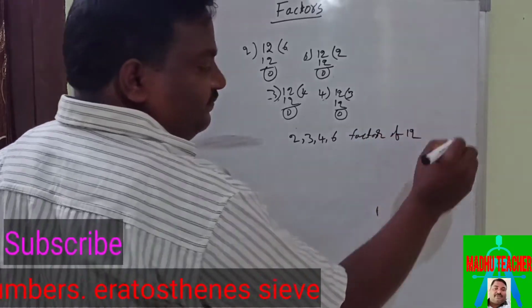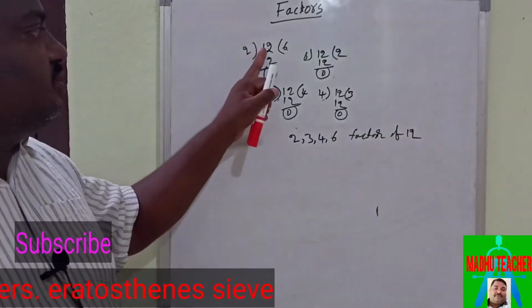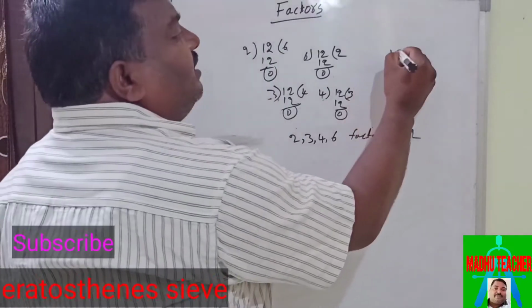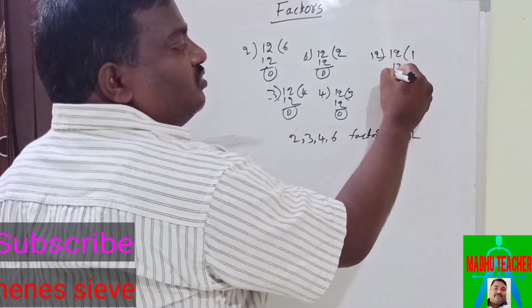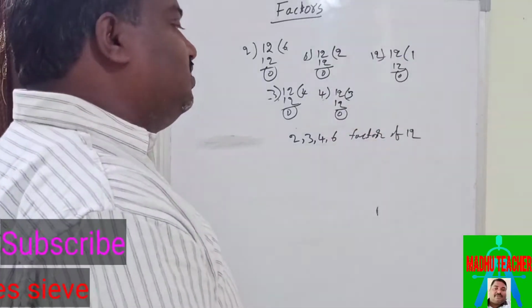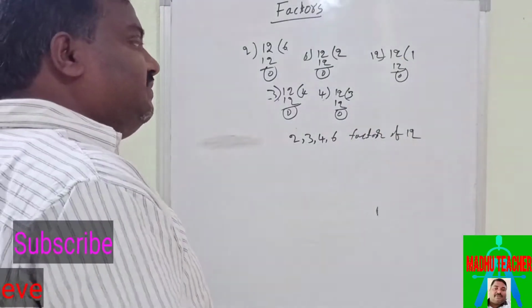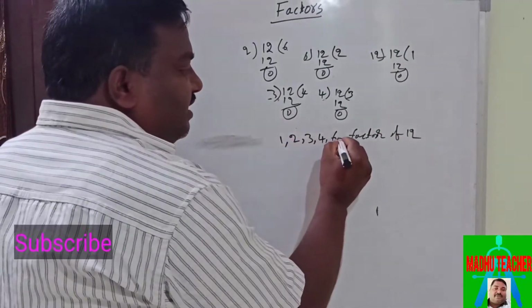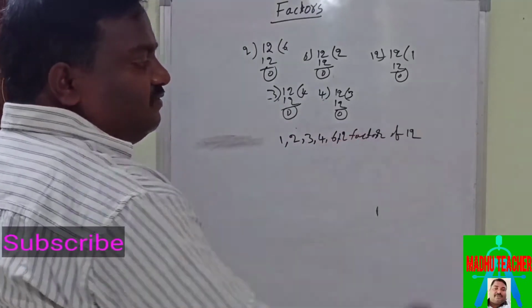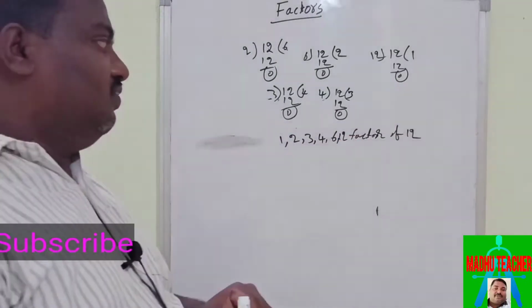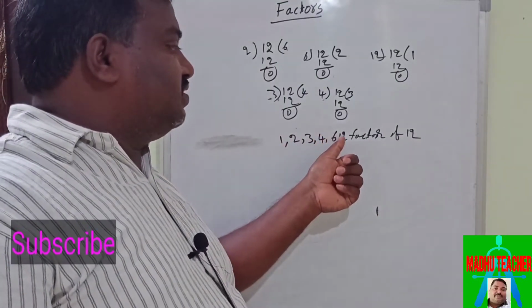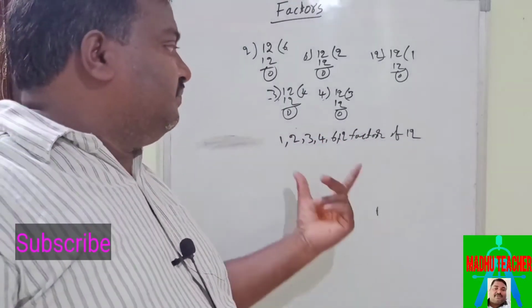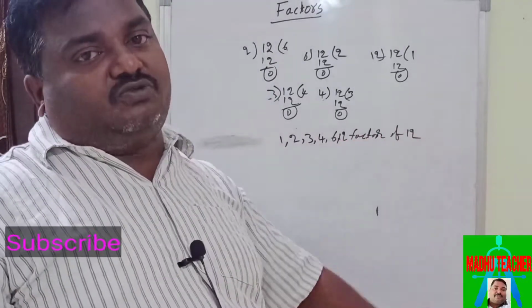Okay. So this 12 is also divided by 12 itself. 12 ones are 12. So we say that 1 and itself are also factors of 12. Therefore 12 has 1, 2, 3, 4, 6, 12 as factors. These are called factors of 12.